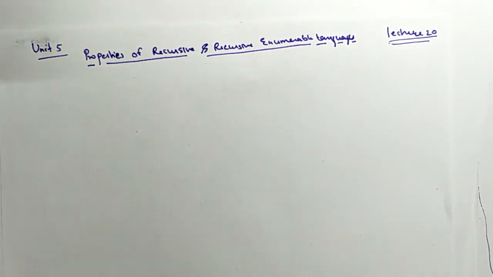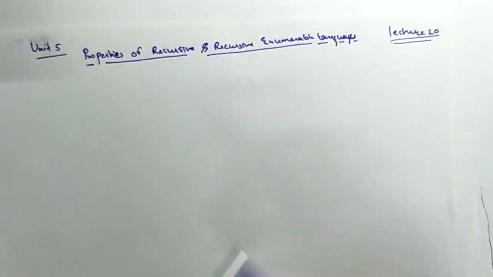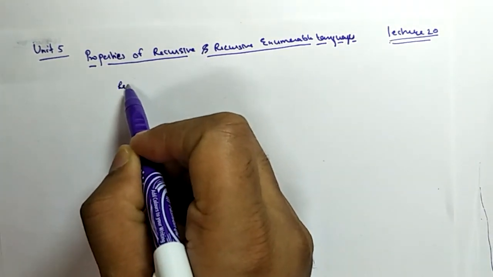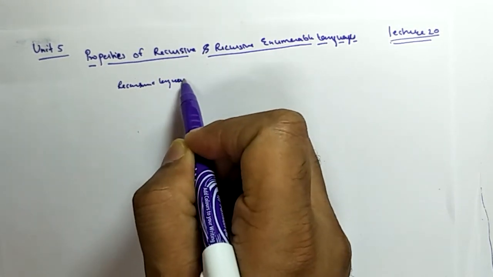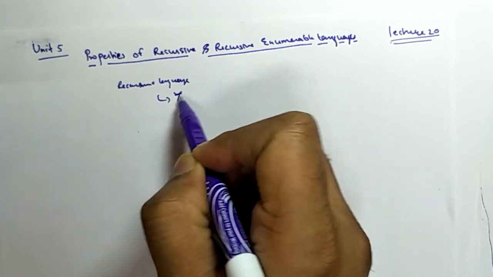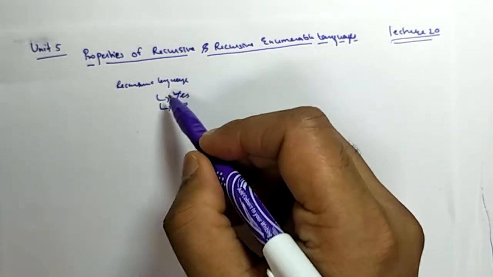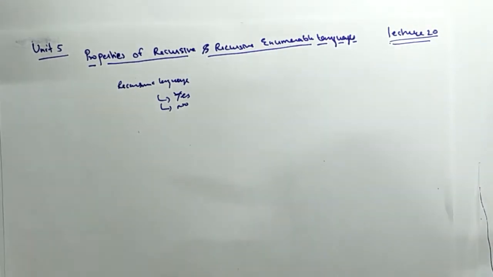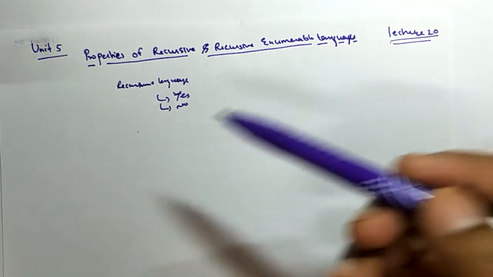Welcome everyone to lecture number 20 of Unit 5, and in this lecture we will discuss the properties of recursive and recursive enumerable languages. Till now we know that for a recursive language we have a Turing machine that gives the result in both yes and no. If W belongs to L, we will get the result yes, and if W does not belong to L, we will get no, either as accept or reject, or as yes and no.